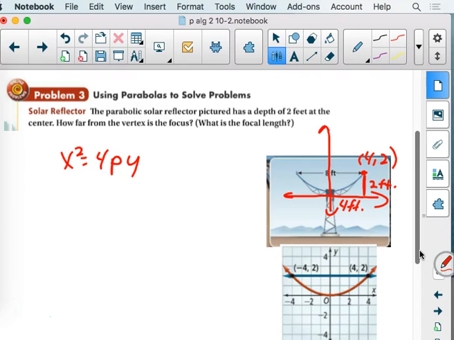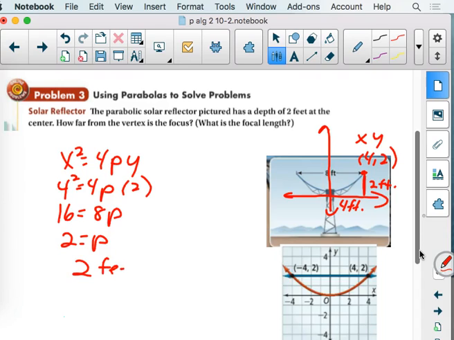I don't know what p is yet, but here's what I do know. I have a nice little x and y I can use over here. And if I have x and y in that equation, the only thing that's left is p, and I can find it by putting that in there. So if I put my 4 in for the x, and I put my 2 in for the y, this will say 16 equals 8p. So p is 2. And that's what they wanted to know. How far from the vertex is the focus? 2 feet.